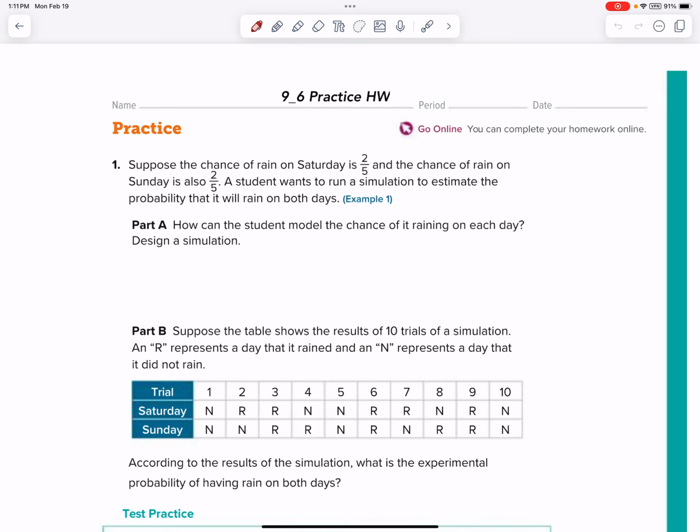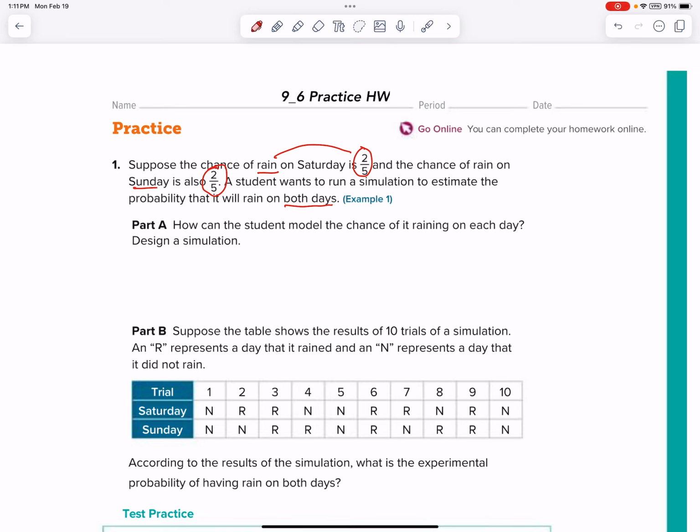So number 1, it says, suppose the chance of rain on Saturday is 2/5. So rain is 2/5. And the chance of rain on Sunday is also 2/5. A student wants to run a simulation to estimate the probability that it'll rain on both days.